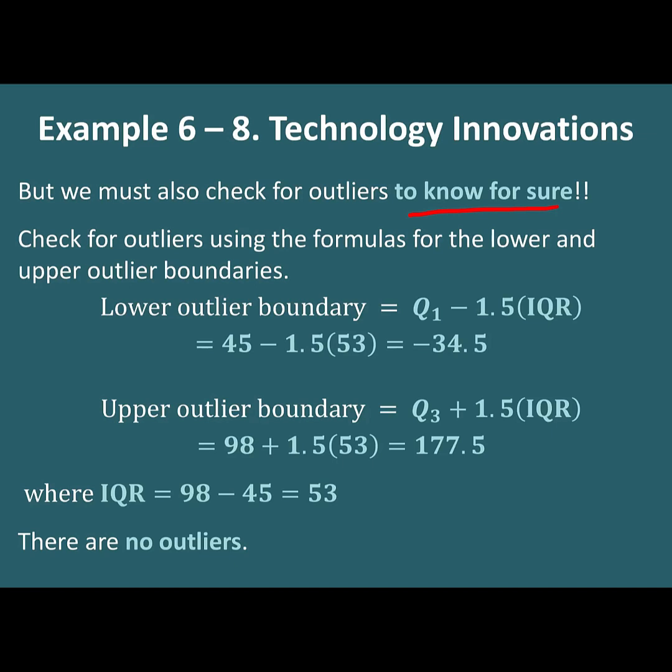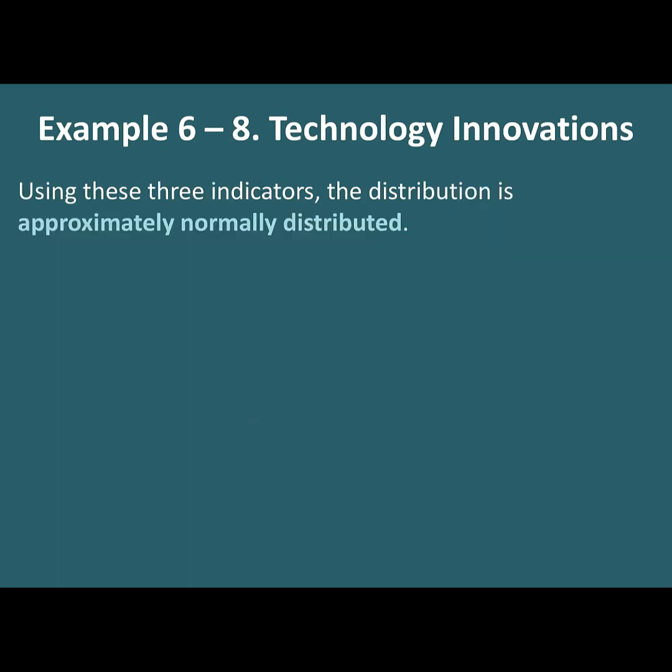Here, there are no outliers, because as you recall, outliers must reside outside of these boundaries, negative 34.5 and positive 177.5. Refer back to the table at the beginning of this example and you'll see that no data value lies outside of these boundaries. Again, there are no outliers. And because of these last three indicators, it is determined that this is approximately normal.